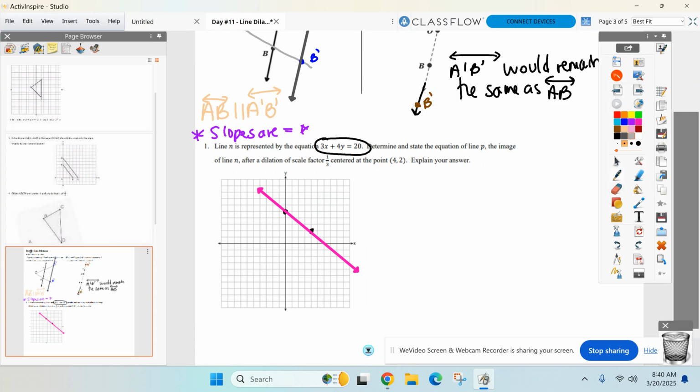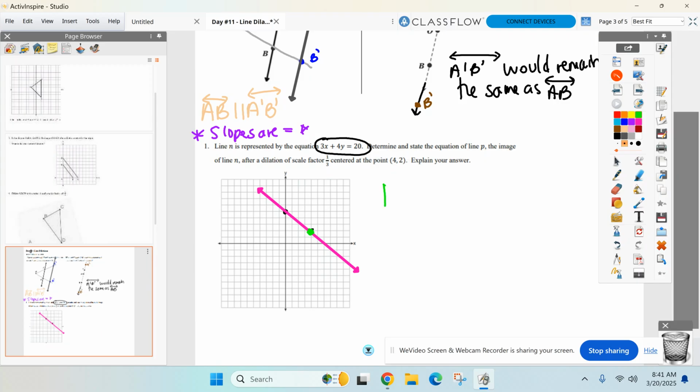All right, so we got the line we're going to dilate. Going back to Halo's answer, all these points are going to get closer, right? Closer to 4,2, because that's where we're dilating around. Anybody want to take a peek where 4,2 is? Where's 4,2? Oh, it's on the line. So guess where this line's moving? Nowhere, correct. Nowhere. So the line N had the equation 3x plus 4y equals 20.